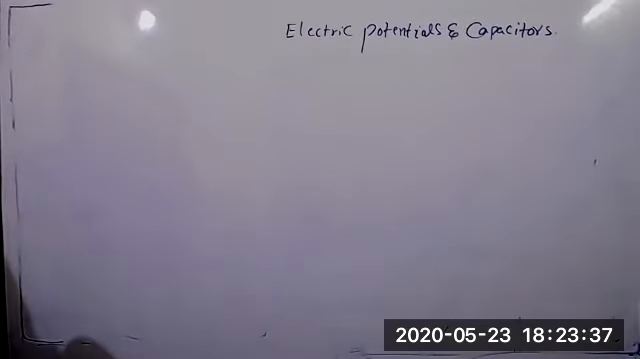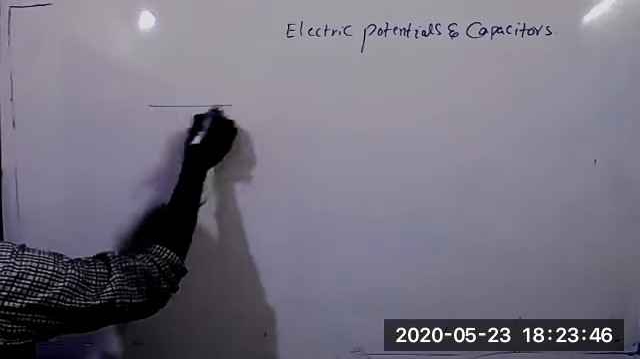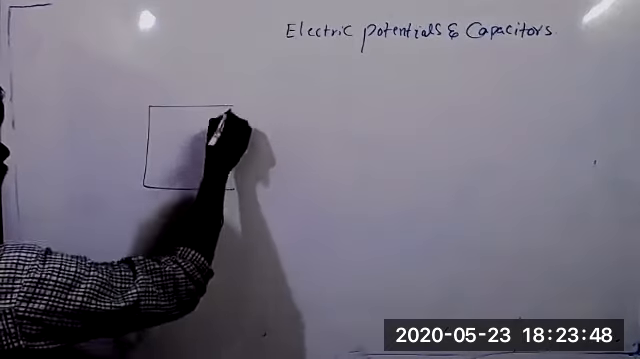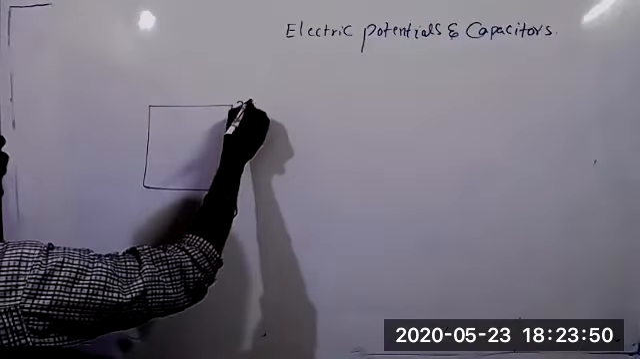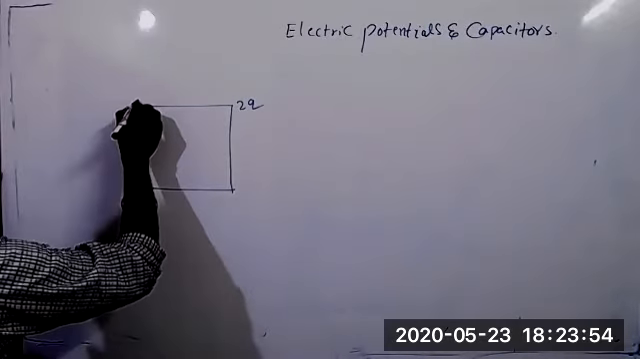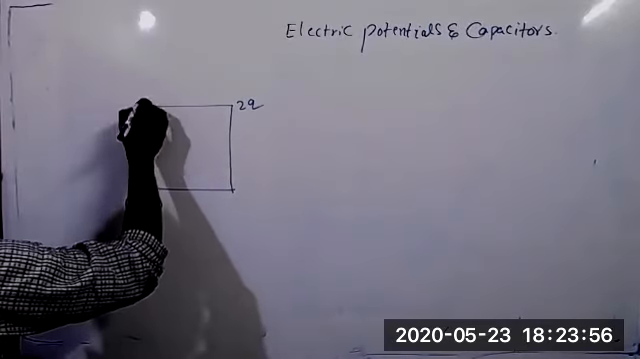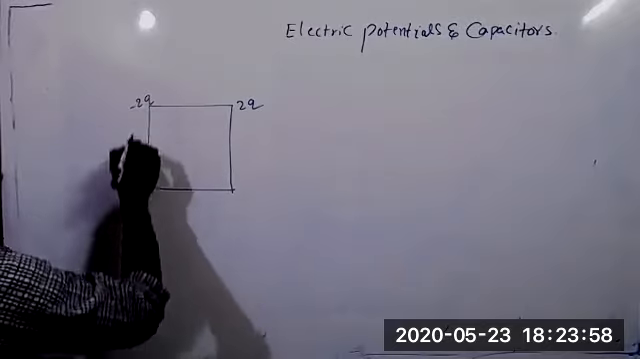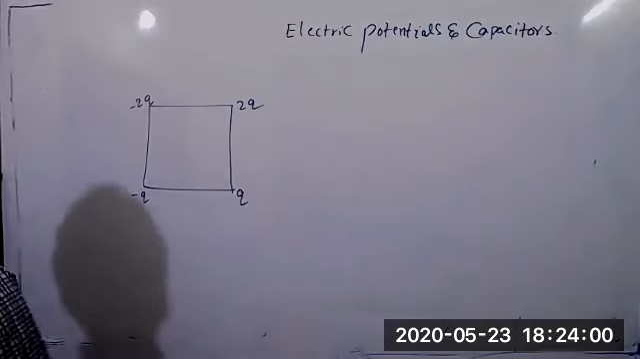Now, equipotential. We know equipotential surface. Before that, just 2q, minus q, minus 2q, q.